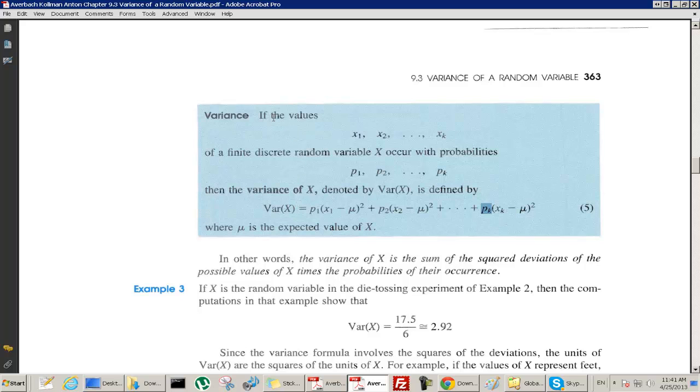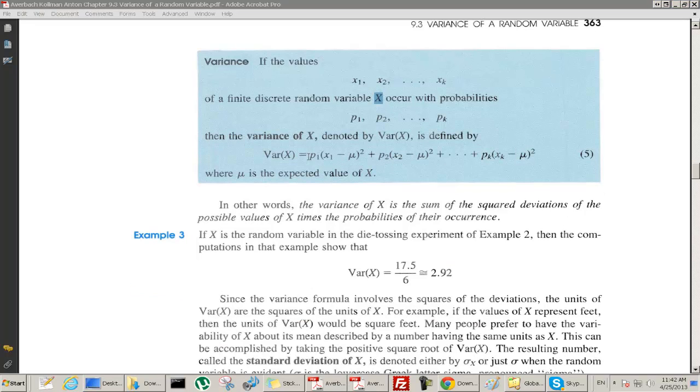So it says if the values that a finite random variable x can take occur with these probabilities, then the variance of x, denoted by var x, is this, which is what we've just been saying. In other words, the variance of x is the sum of the square deviations of the possible values of x, times the probabilities of their occurrence. So instead of relative frequencies here, we use the probability, and that's how we define the variance of a random variable x. So now we can say, since we just calculated this above, that if x is the random variable of the die tossing experiment, then the variance of x is 2.92.